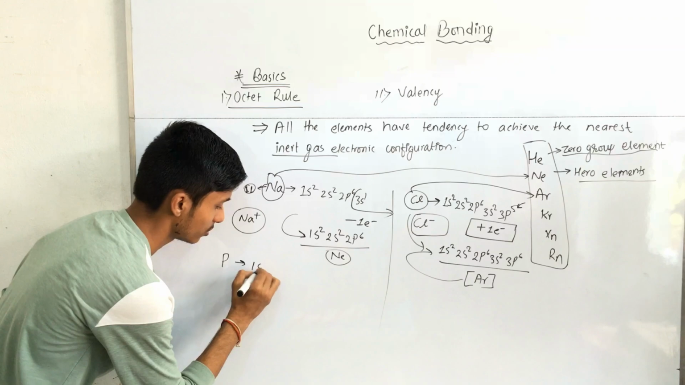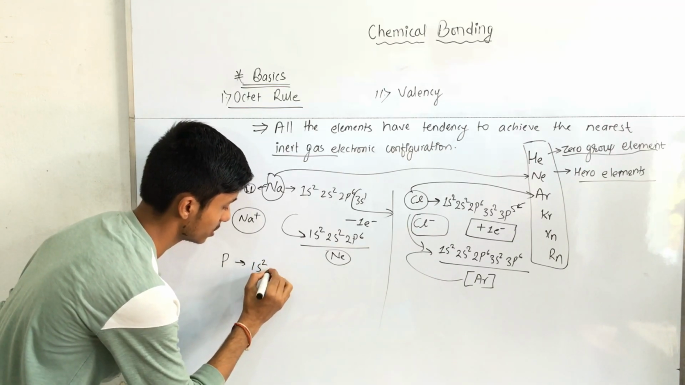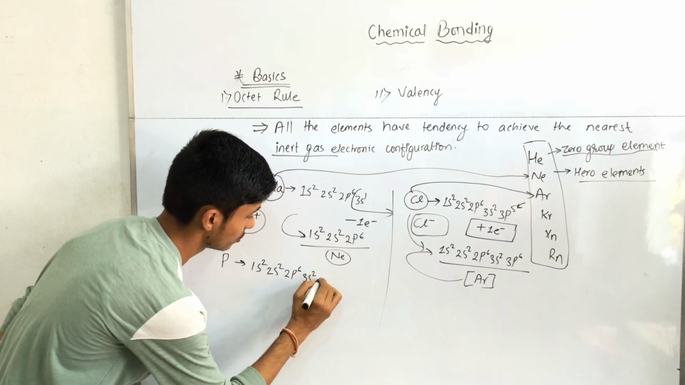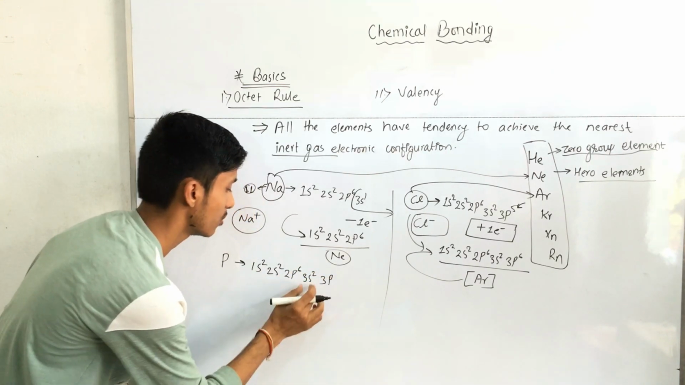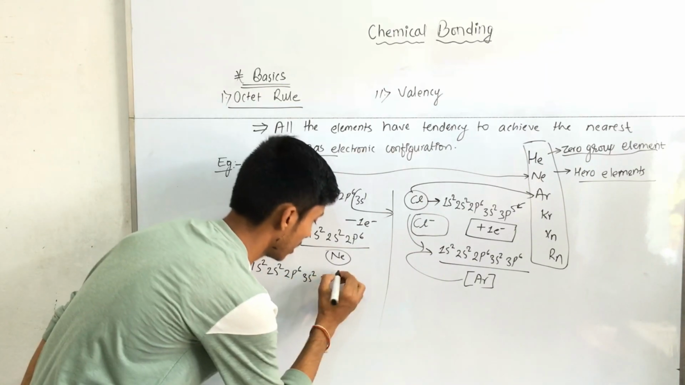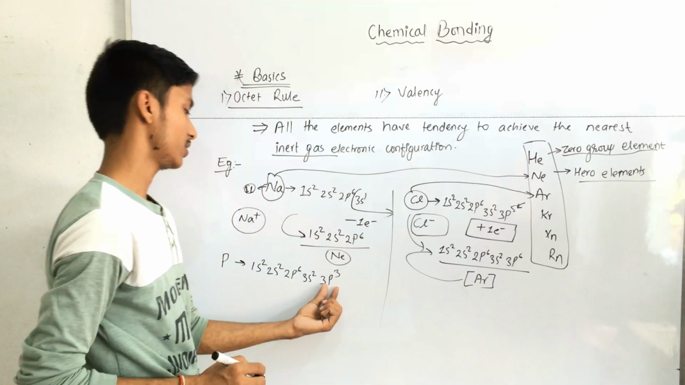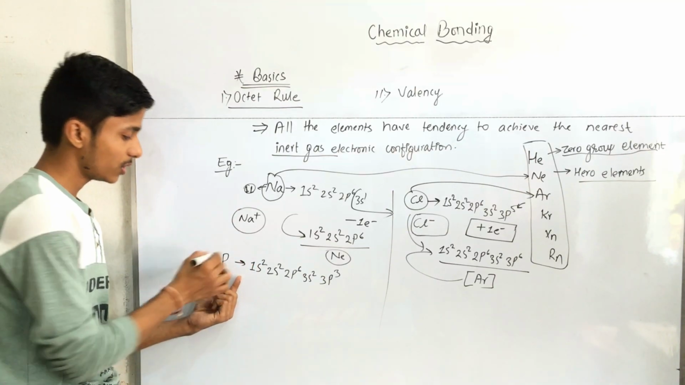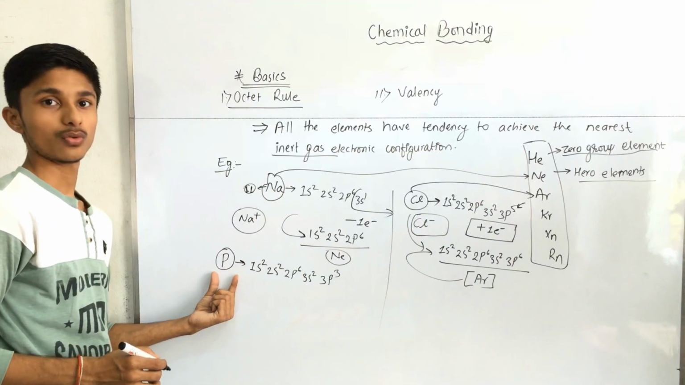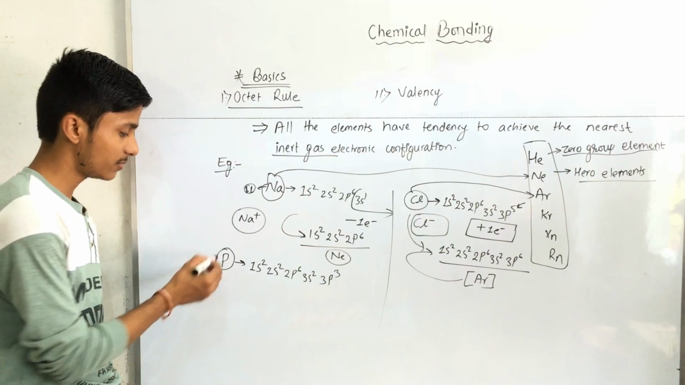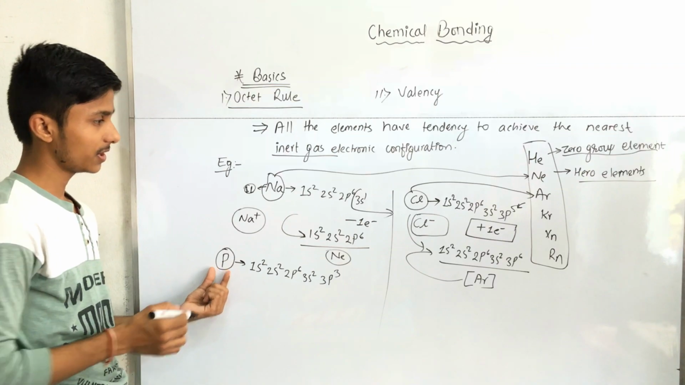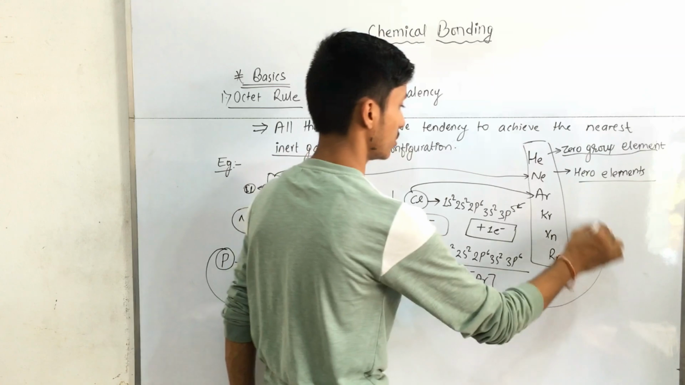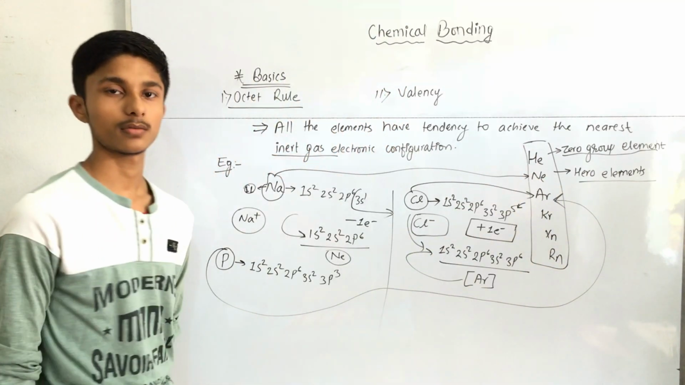So here we write the electronic configuration for phosphorus, that is 1s2, 2s2, 2p6, 3s2, 3p3. It means it wants to be like its hero, and the hero for this element, which is 15, is argon. For this also argon is the hero element.